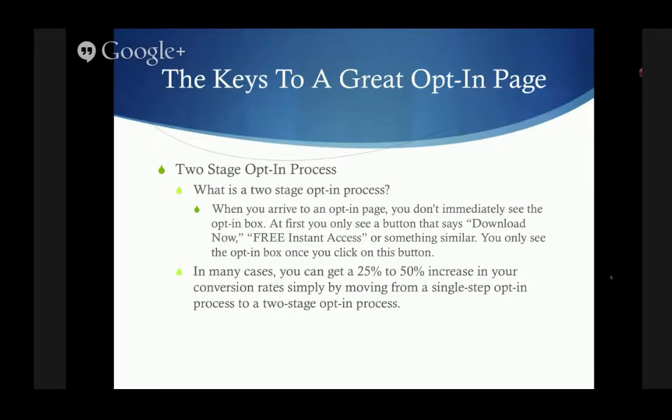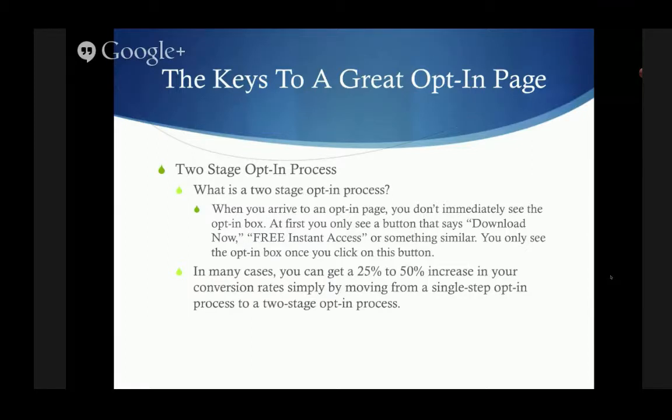So what a two-stage opt-in process is, instead of a box where it says please enter your email address, it is just a button that says download now or free instant access or something similar to that. What they'll do is click that button, and then it brings up a box, or it moves the box down and then shows where they have to enter their email address. So just by turning it into a two-stage process, you'll actually see up to a 25 to 50% increase in conversion rates simply by moving from a single-step opt-in process to a two-stage opt-in process.